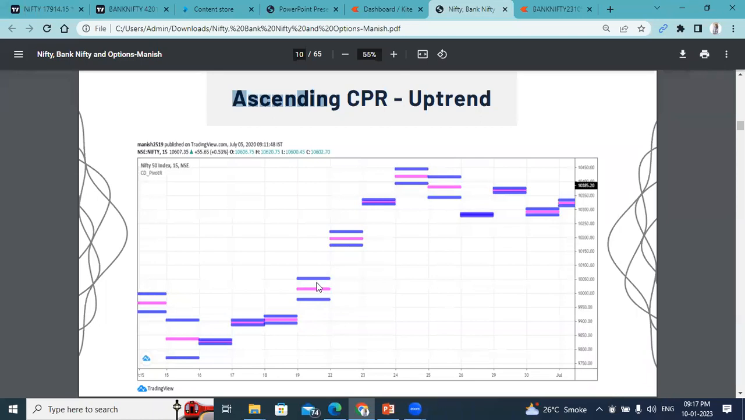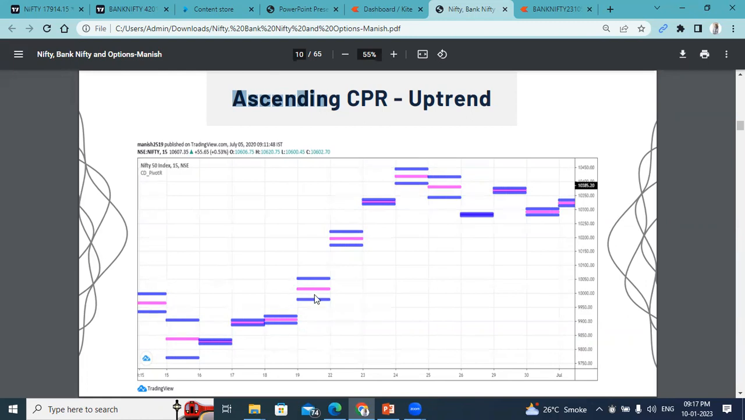Now compare 19 and 22. ये दो CPR आप compare कीजिए. Same thing you can see here. The bottom CPR is above the previous day's top CPR. So on 22 also I can say this is ascending CPR. Now compare 22 and 23, ascending CPR. 23 and 24, ascending CPR.